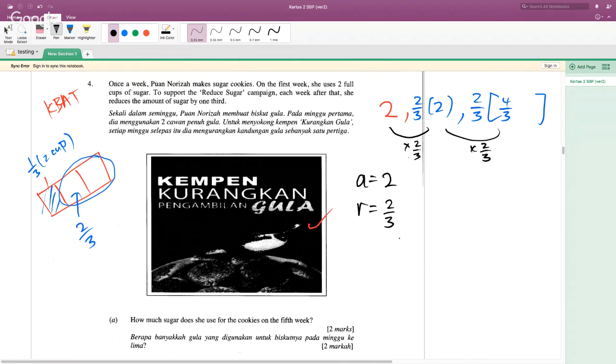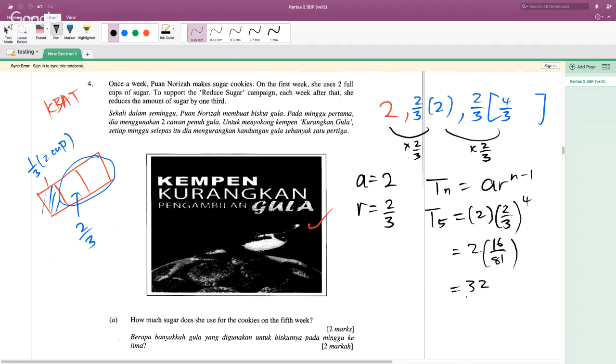Now the question asks how much sugar she uses for the cookies in the 5th week. So the question asks about T5. You should know the formula for Tn. For T5, A is 2, R is 2/3, and n minus 1 is 4. Then I solve this and get 16/81. So in the 5th week, this is the cup of sugar she used.